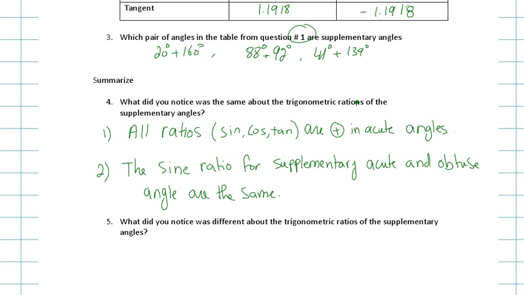When they add up to 180, then the ratios are going to be positive for the acute angle and negative for cosine and tan for the obtuse angle. They're going to be the same, but positive and negative. But the important part is that they're supplementary angles, which means they add up to 180. Are you done copying this?